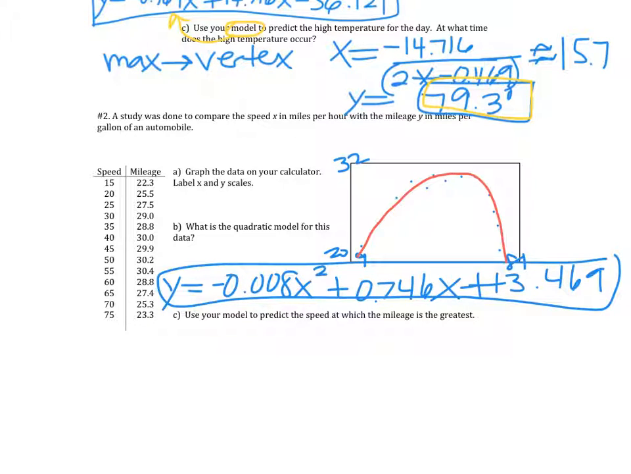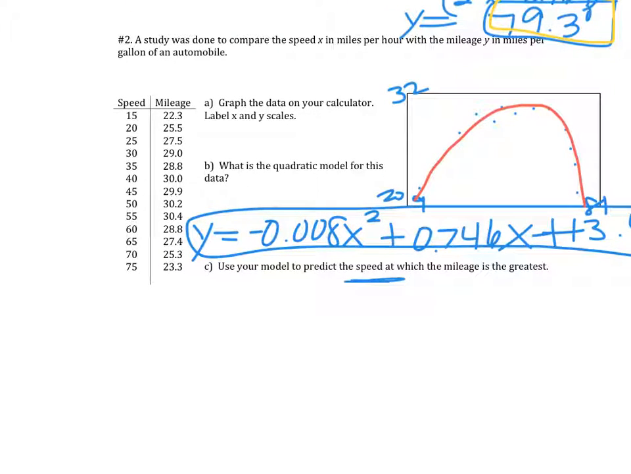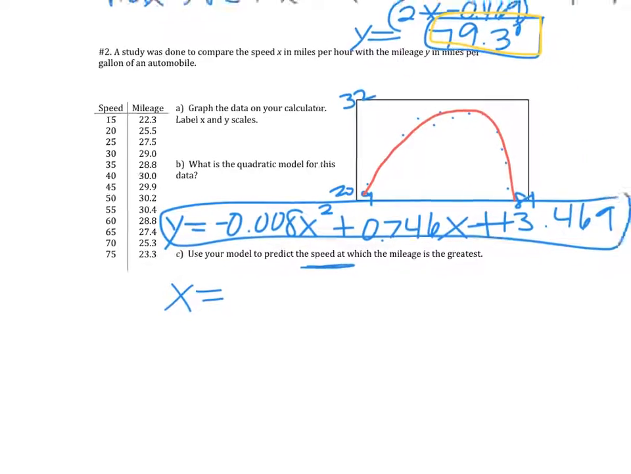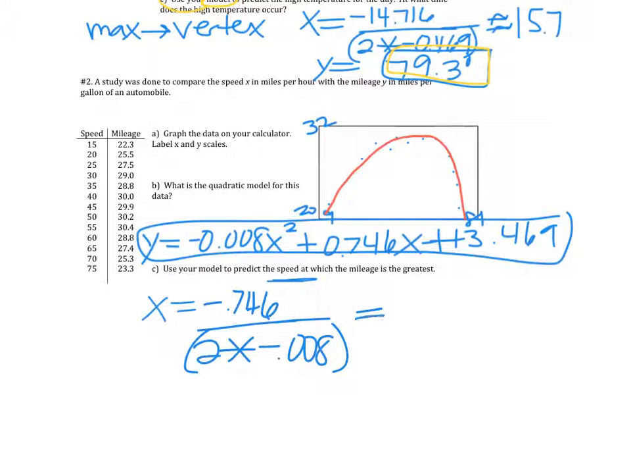Pretty good. Now, the last question says, use your model to predict the speed at which the mileage is the greatest. We don't have to go back and plug it in. They want speed, so they want the x value this time. So we're going to do the maximum happens at the vertex. Negative b, 0.746 over parentheses 2 times negative 0.008. And let's find out what that is.